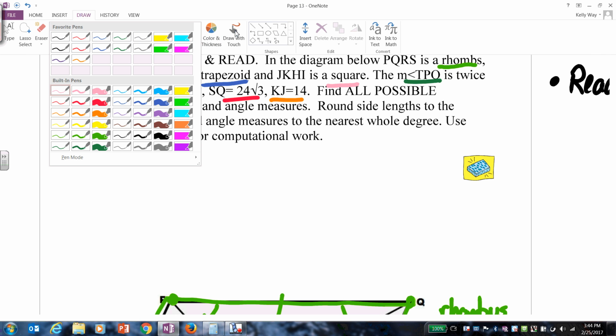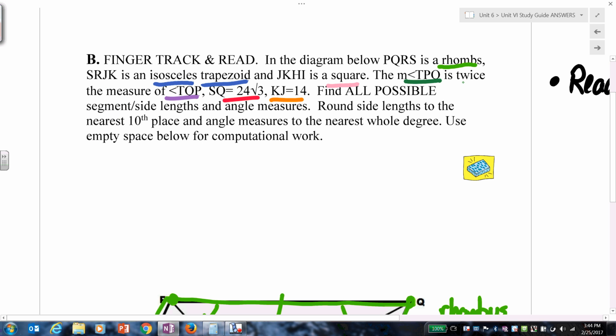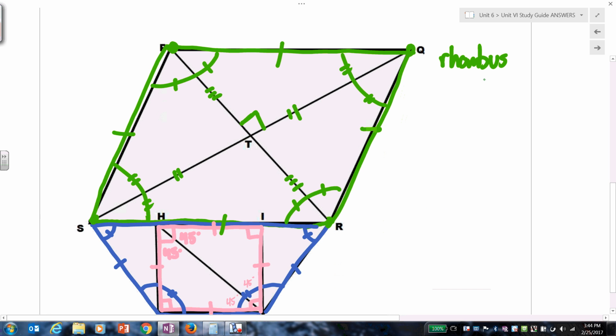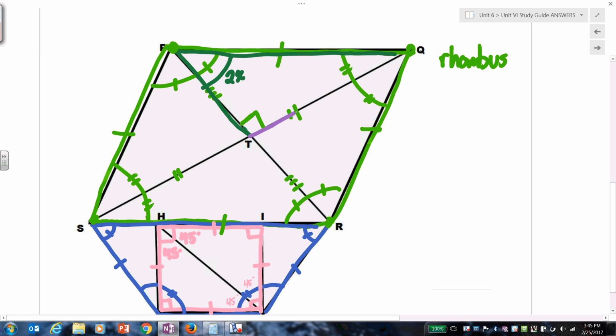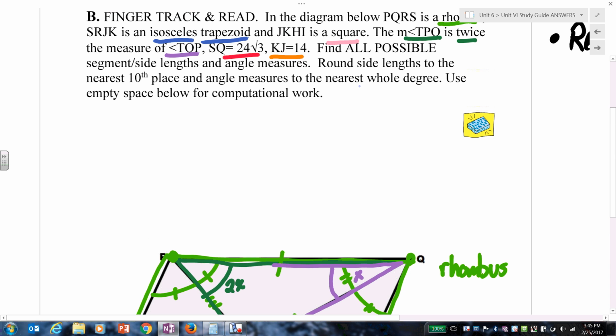And we also know that TPQ is twice the measure of TQP. So it's very important you trace that very slowly. TPQ, trace and sweep, is twice the measure of TQP. Trace and sweep. So this is a 2x and x relationship. Knowing that you have a right triangle there, you should start being able to solve things.